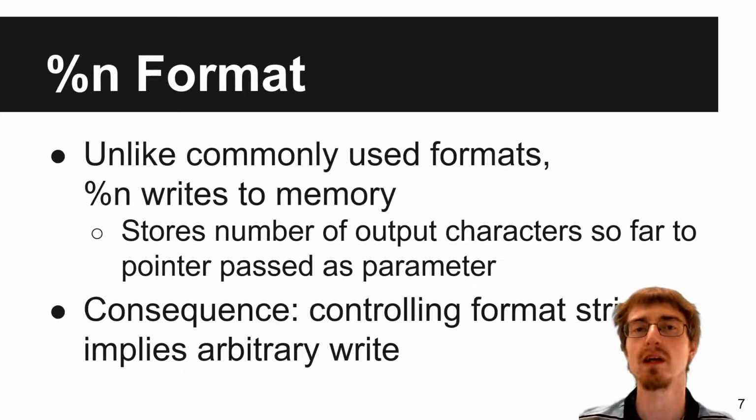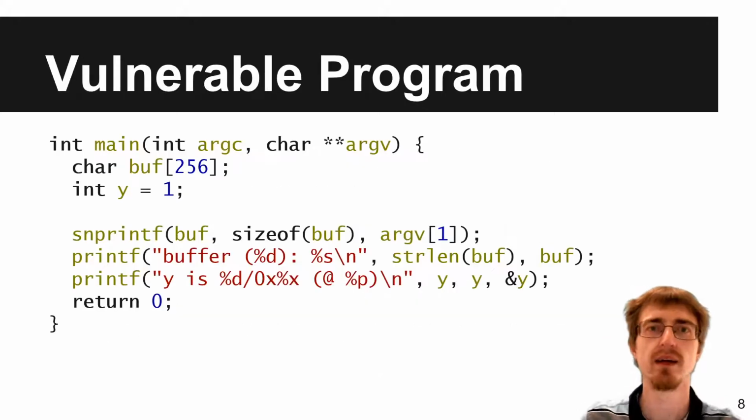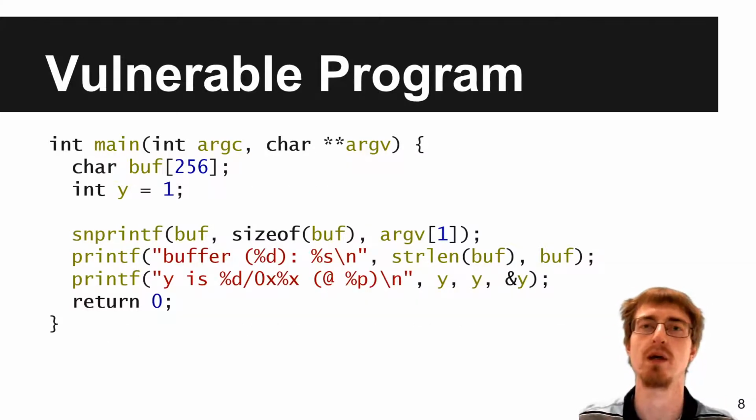So it stores the number of output characters so far, and it stores them to the pointer passed as a parameter. Well, this means if you control the format string, you can do an arbitrary write. Because you can write the length, which you control because you control the format string. And you can write it to whatever location you can point the parameter to, which is pretty much anything on the entire stack. Here we have an example of a vulnerable program that has a format string vulnerability.